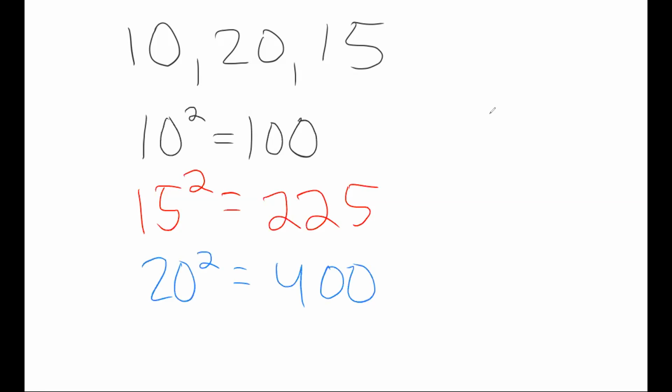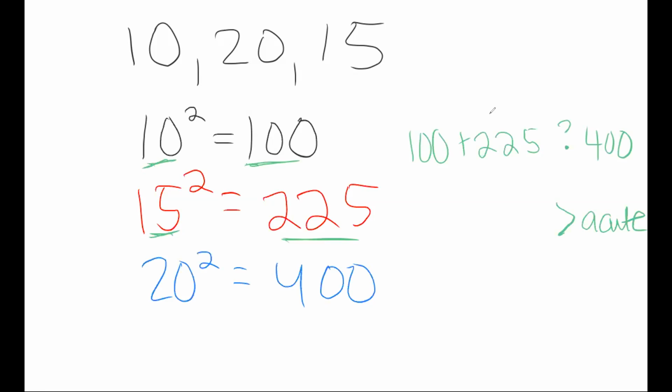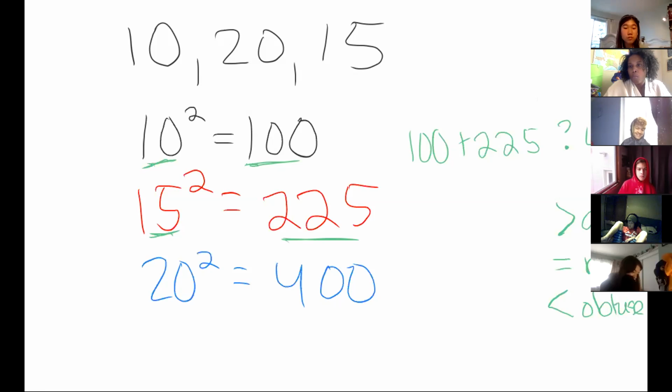And now what we have to do is take the two smaller side lengths, which is the 10 and 15, and take their squares, which are 100 and 225, so 100 plus 225. And the question is, how does that compare to 400? Remember, if it's going to be greater than, it's going to be acute. If it's going to be equal to, it's going to be a right triangle. And if it's going to be less than, it's going to be obtuse. So can someone tell us which one this is?